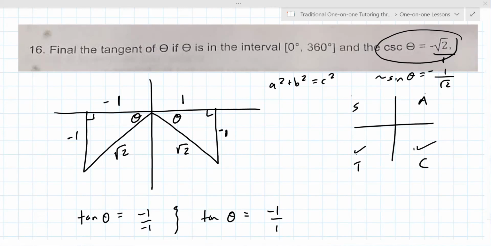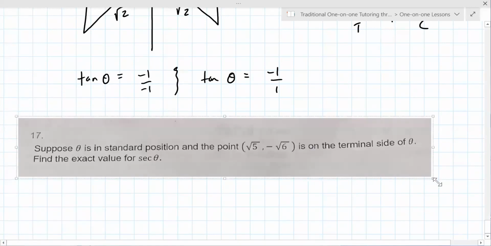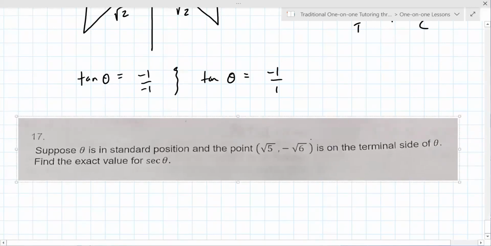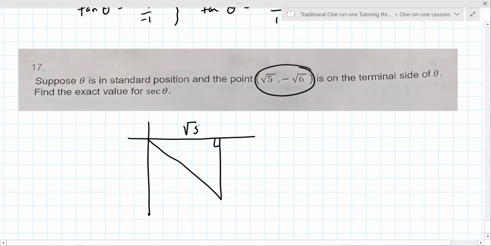Okay. And 17 is probably a better example for us to look at anyway. So 17, they actually give you the point. They tell you where it is. And whenever they give you a point, you just graph that point. So square root of 5, -6. This is the square root of 5. This is minus square root of 6.